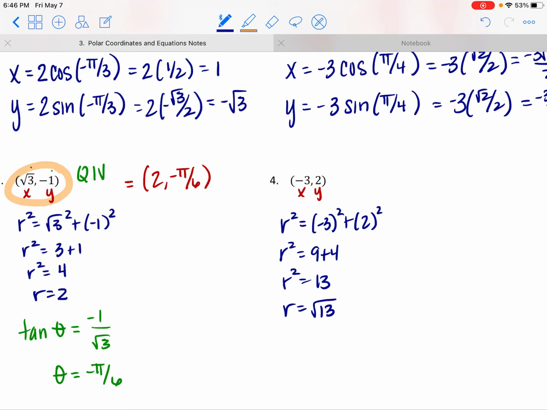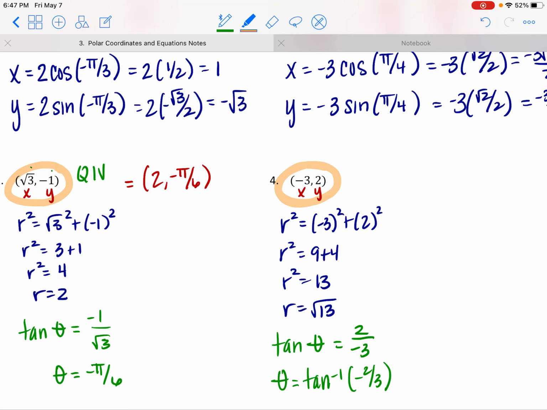Okay? The other part here is that the tangent of our angle is equal to a fraction of the y value over the x value. Now we're not going to get negative 2/3 from the unit circle, and so we're going to use our inverse tangent. So theta is going to be equal to the inverse tangent of negative 2/3. And here's where this gets tricky. Okay, this gets dicey.